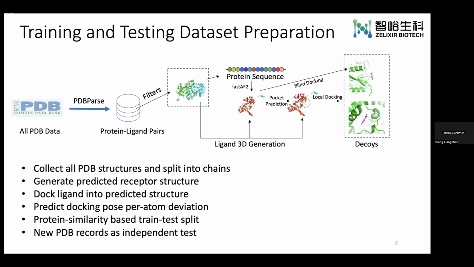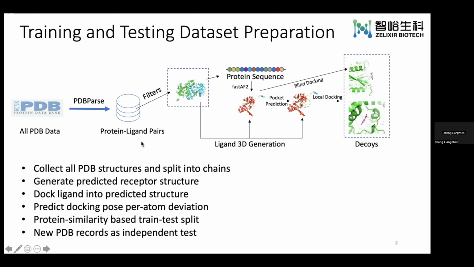Before we started the CASP15 preparation, we noted that the protein structure is not provided. So we thought about a way to generate the protein receptor structure. Obviously, AlphaFold2 is the first that comes to mind. So we collected all the protein ligand complex structures from the PDB data bank. From the PDB, we have around 100K samples split into chains of protein ligand pairs.